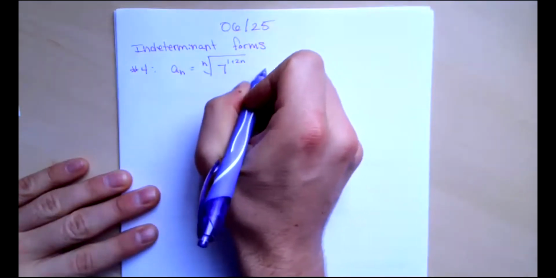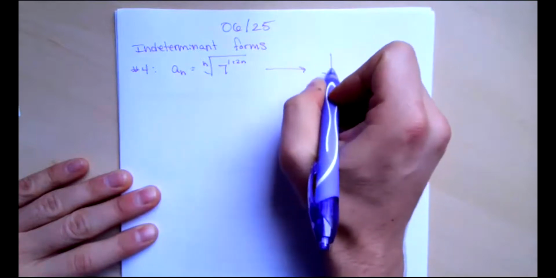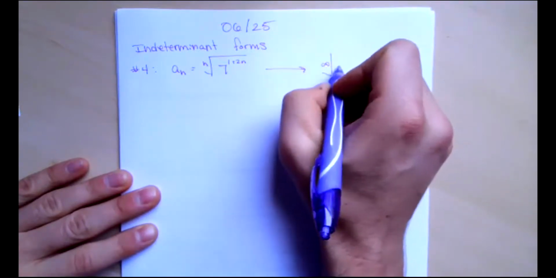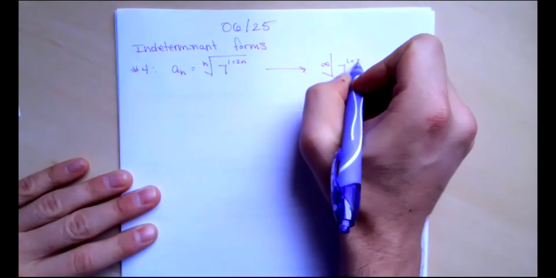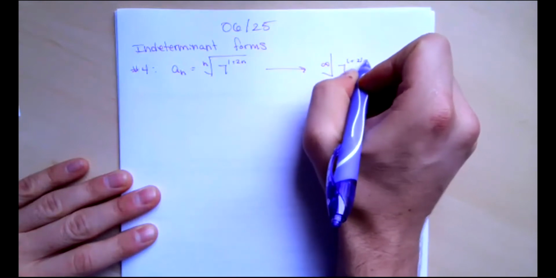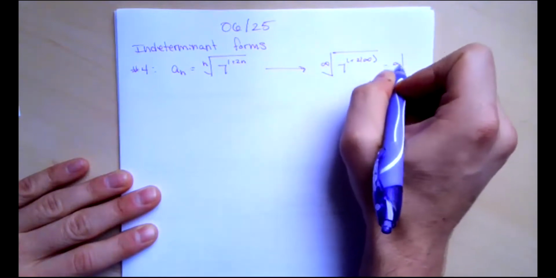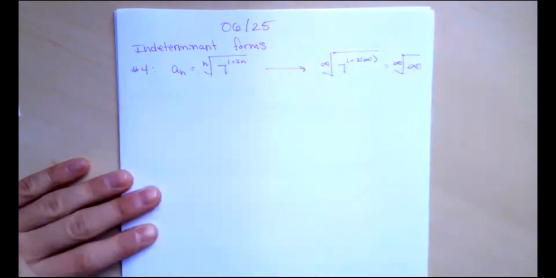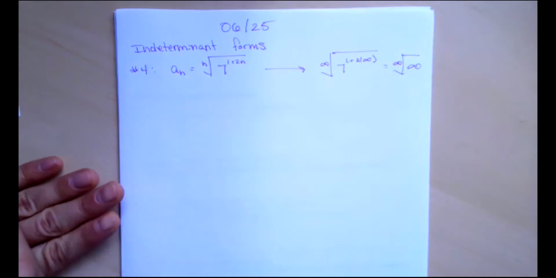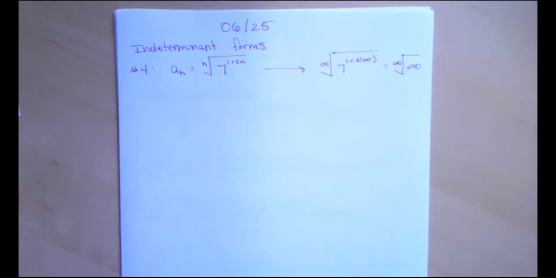And well, what's going to happen? It's going to go to the infinitieth root of 7 to the 1 plus 2 to the infinity, which is the infinitieth root of infinity. What does that even mean? Could that be a finite number? It could be infinite. So these are the types of things where you have to remember all of the tricks.